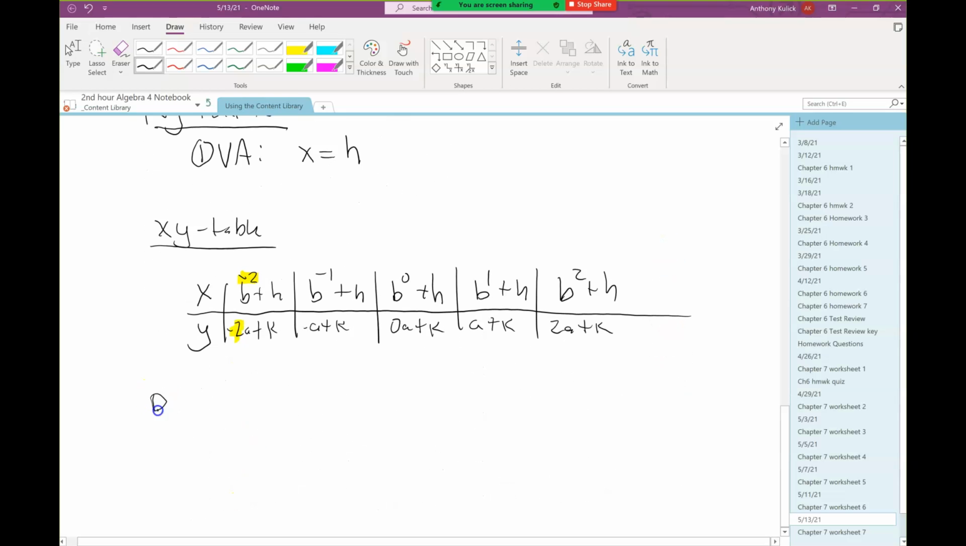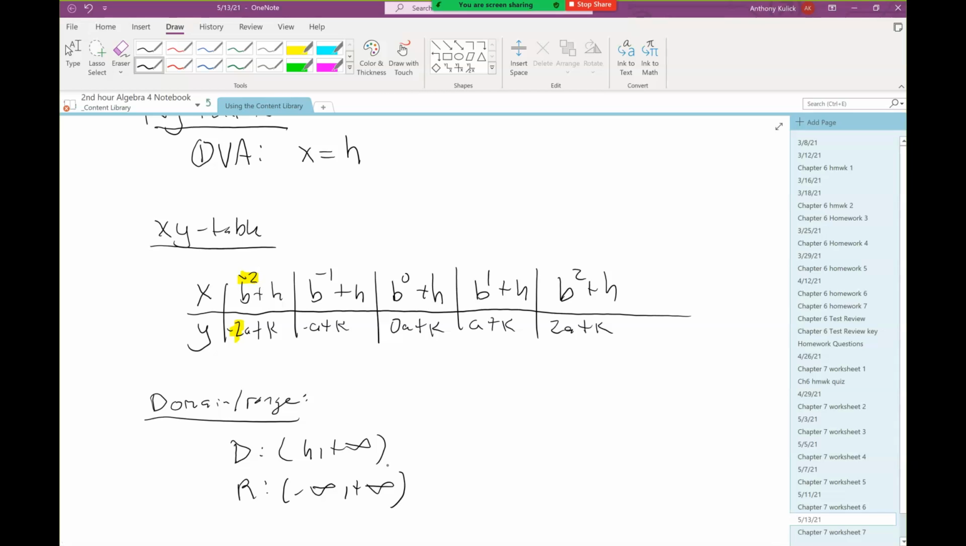And then the last little piece of detail we need to talk about is the domain and range, and then we can do some examples. Domain and range is easy to deal with. The domain is always h to positive infinity, and the range is negative infinity to positive infinity, also known as all real numbers.